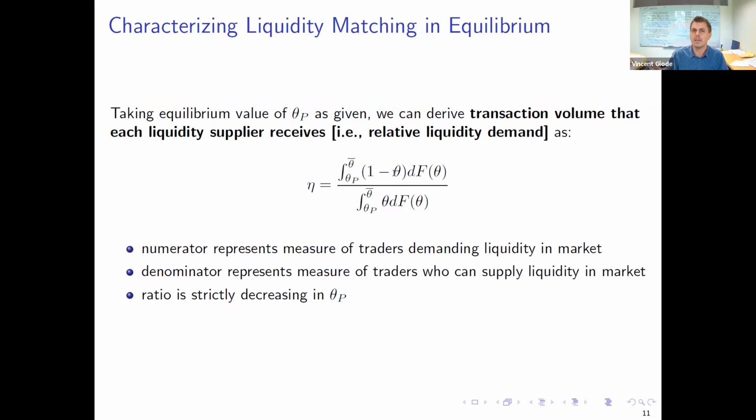demanding liquidity. So the top part is the aggregate demand for liquidity. The bottom part is the mass of traders who can supply it. So eta, you can think of it as the demand of liquidity per liquidity supplier. And again, this ratio is strictly decreasing in theta P. So you get to use your trading advantage, you get to provide liquidity more often, if more traders participate in the market.